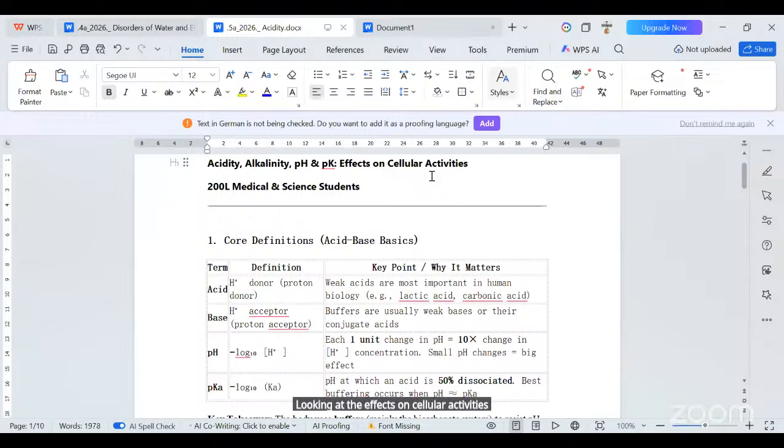Now, who can tell me what acidity is? Let's see how smart we are. Anybody? Acidity.